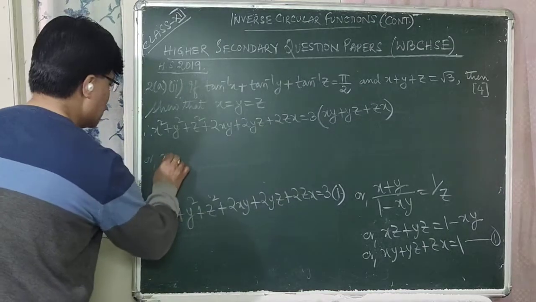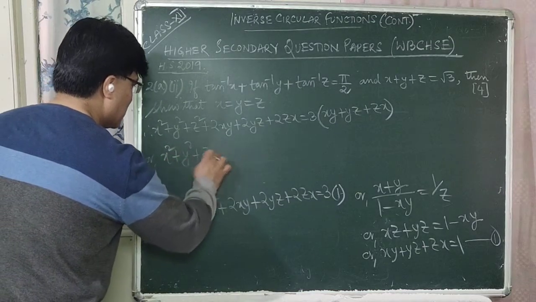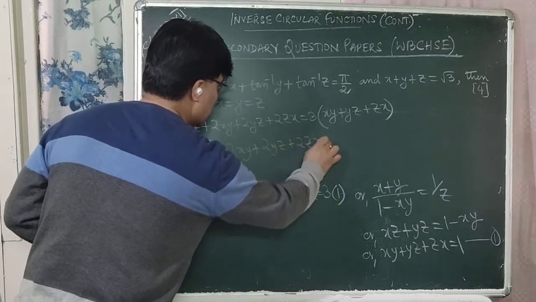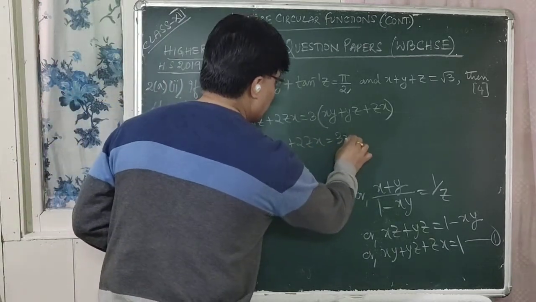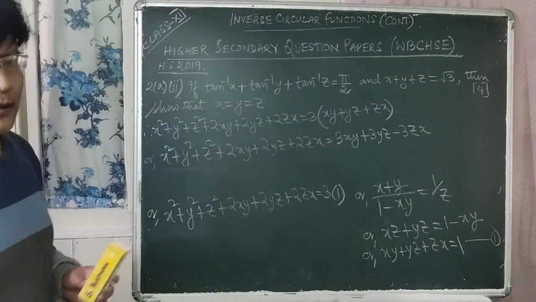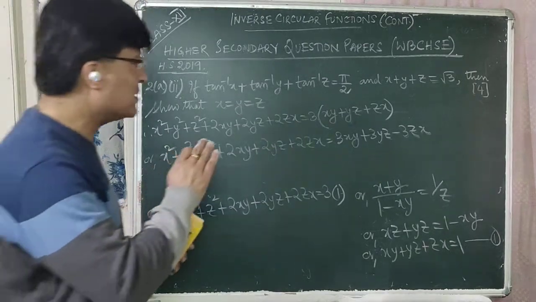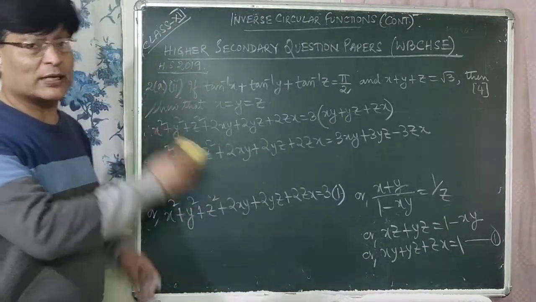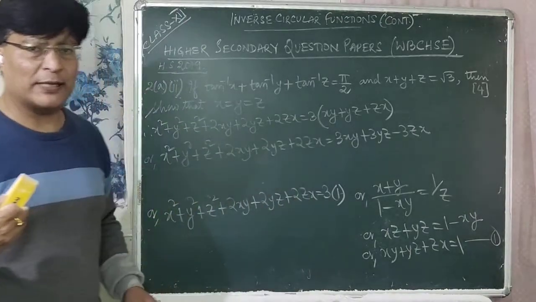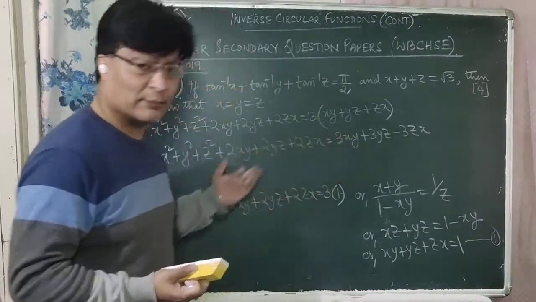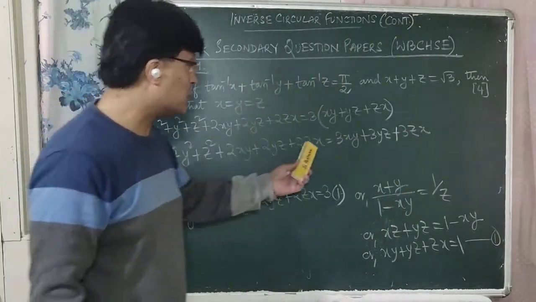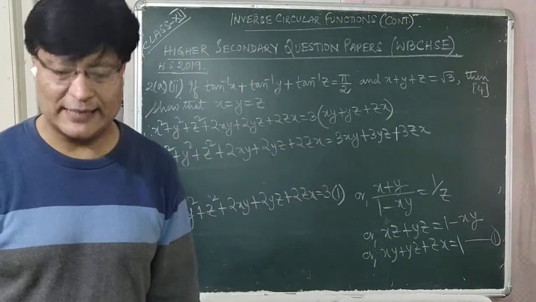So, x square plus y square plus z square plus 2xy plus 2yz plus 2zx is equal to, now multiply by 3 here, 3xy plus 3yz plus 3zx. Okay? Now let us take the terms which are on the right hand side to the left hand side, because 2xy and 3xy can be simplified, 2yz and 3yz can be simplified, and 2zx and 3zx also you can simplify.